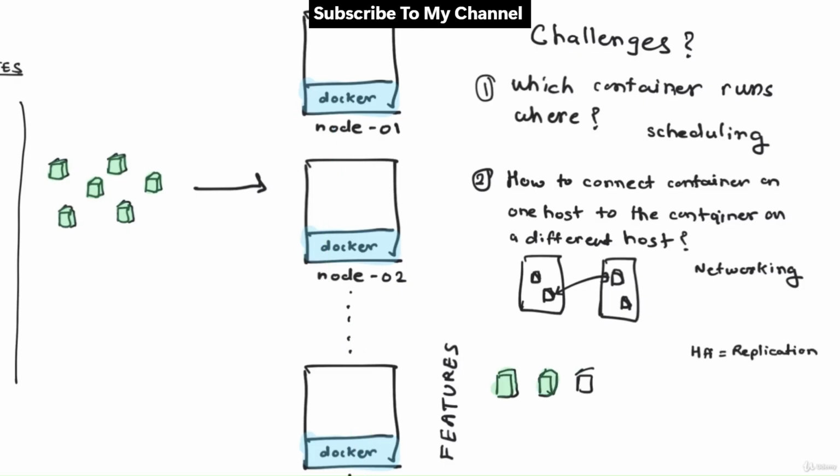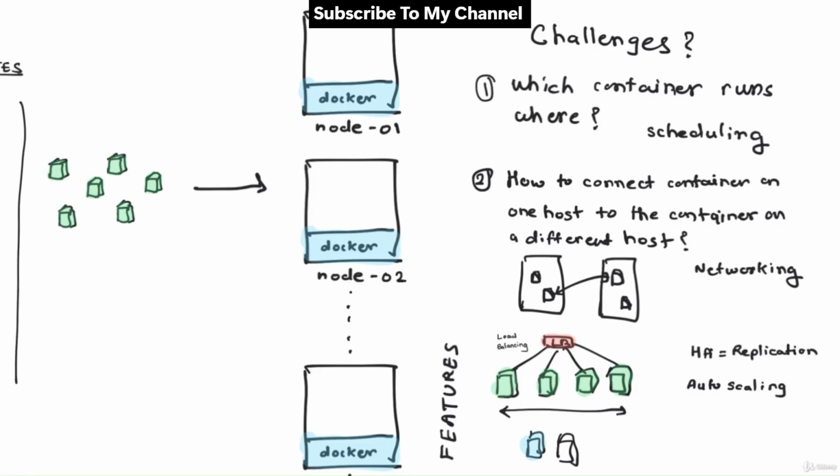Apart from that, you might desire certain features such as high availability, in which case you might have to deal with replication. You may want to scale your application, so auto scaling. Once you have multiple replicas, how do you connect to those? How do you distribute your traffic is where the next problem is, the load balancing, or next feature you may need in your environment is load balancing. We're talking about these additional features.